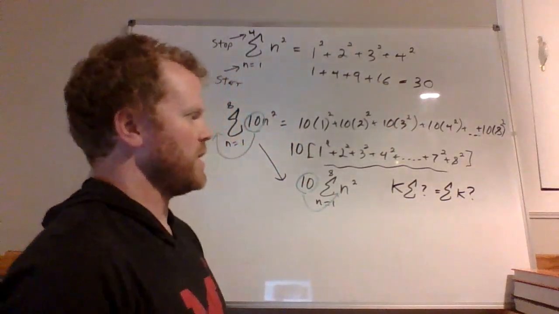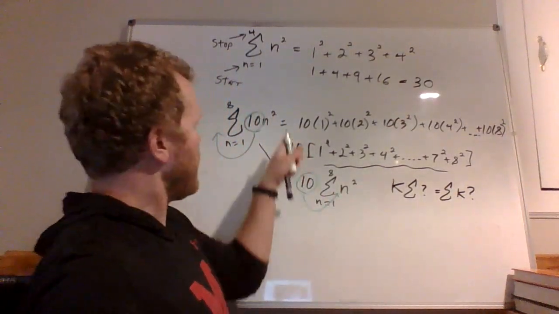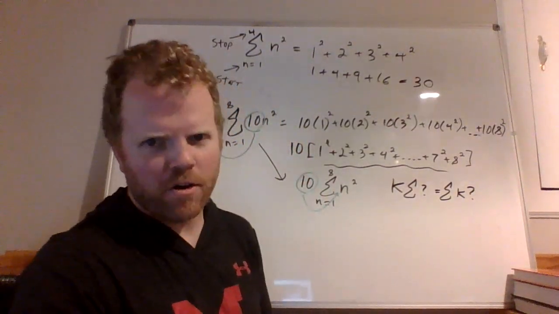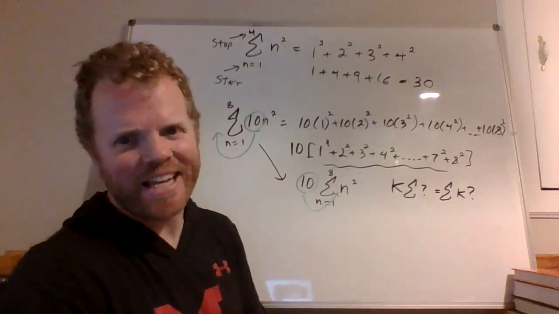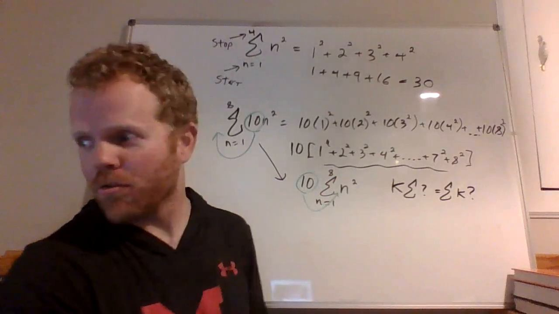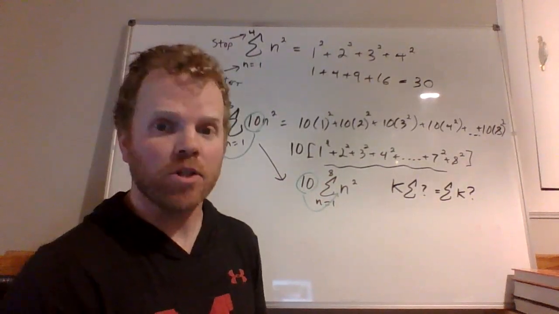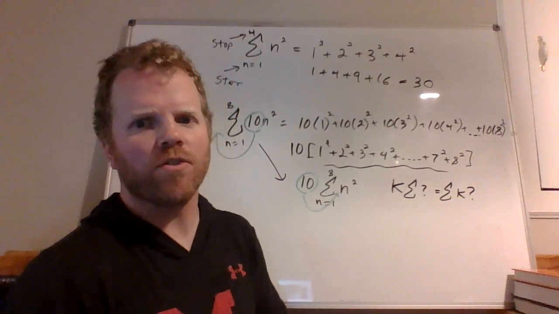Doesn't really matter what that is. It has to be a constant, though. The n can't go through. N's the variable. N is changing. N starts at 1 and then eventually gets up as big as 8. But constants can pop through your sigmas if you want them to. And that can be kind of a useful thing.